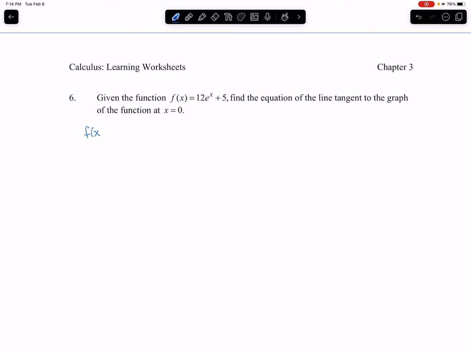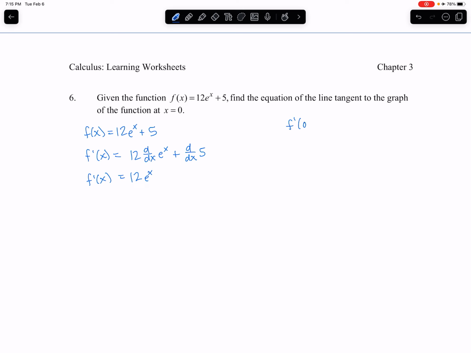If f of x equals 12 e to the x plus 5, then f prime of x will be 12 times the derivative of e to the x plus the derivative of 5. This is going to give us 12. The derivative of e to the x is itself, e to the x. And the derivative of 5 is going to be 0. So now, it tells us we need to look at x equals 0. So that's what we'll do.